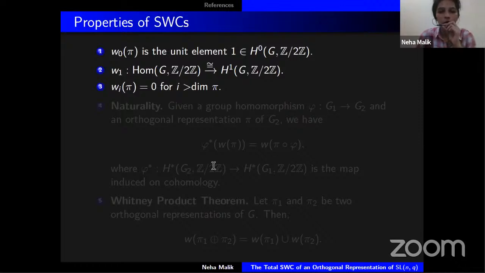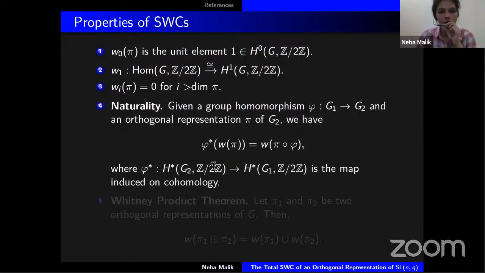The next thing I want to talk about is the naturality of these Stiefel-Whitney classes. If you are given a group homomorphism phi from group G1 to G2 and an orthogonal representation pi of the group G2, then we can get an orthogonal representation of G1 just by composing pi and phi. We can get the total Stiefel-Whitney class of this composition from the total Stiefel-Whitney class of pi using the pullback map of phi at the level of cohomology.